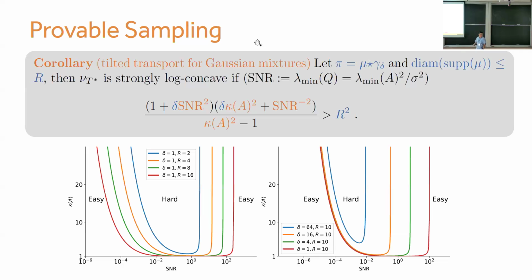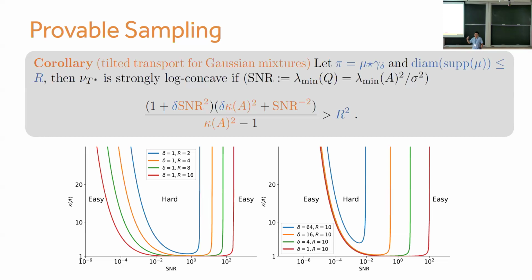So there are 4 parameters involved. One group is delta, which means the smoothness of your prior, and R, which is the support of your prior. So these 2 parameters, denoted in blue, are the properties of your prior distribution. And the other 2 parameters are the signal to noise ratio and kappa A, the condition number of your measurement A.